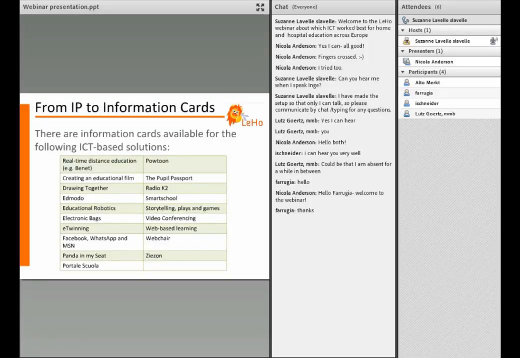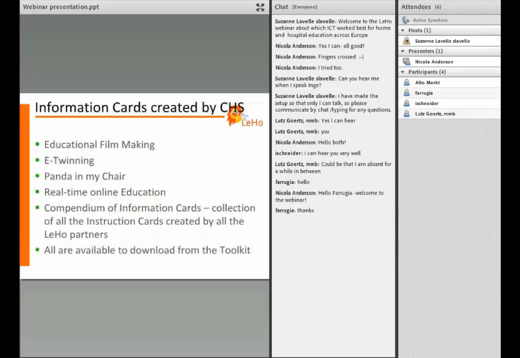There were information cards, and there are information cards for all of the following ICT-based solutions. So there's quite a collection there, and all the partners were involved in drawing up different ones of these. The ones that the Children's Hospital School created were educational filmmaking, using something called eTwinning, which is an online web, Panda in My Chair, and real-time online education.